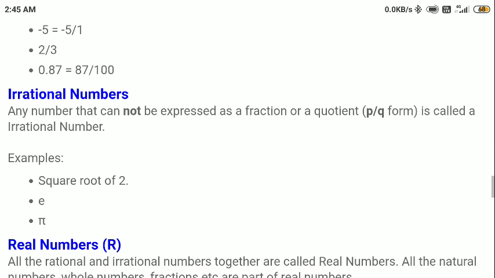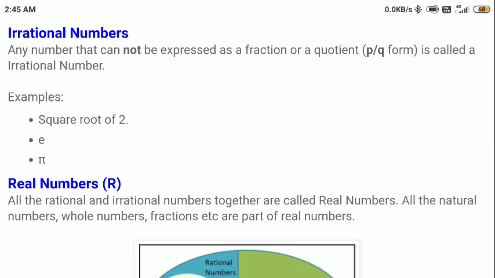Now let us move to the irrational number. Irrational is the opposite of rational. Rational, by the word itself, means anything which is logical, which makes sense. On the other hand, irrational is anything which is the opposite of rational. So any number which cannot be expressed as a fraction or quotient in p by q form is called irrational. We have a few examples, like square root of 2. When we find the value of square root of 2, we do not get p by q form. That is why we can say it is an irrational number.